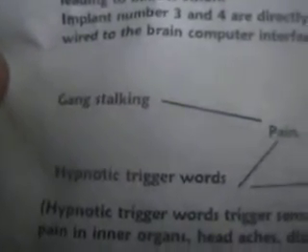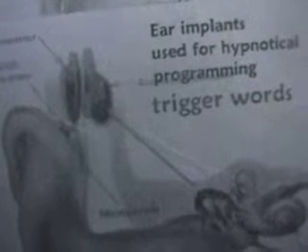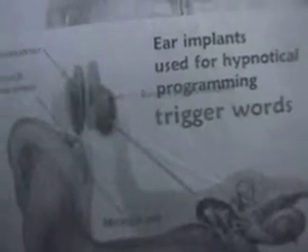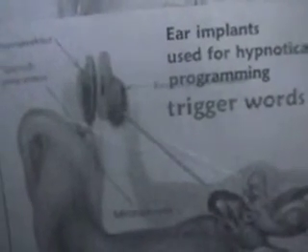Gang stalking, hypnotic trigger words, pain, anger, depression, and distress. Okay, that's right. And then cover up for the torture of the implants. Implants are activated. Basically, the trigger words are the words that they sensitize the target to, because they've been mentally associated to the harassment and assaults and victimization. Once the words are then remembered, they have been attached.